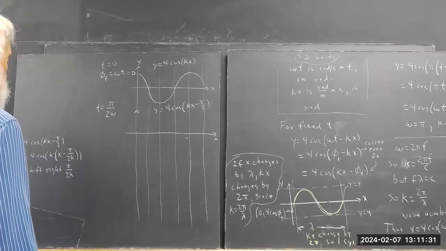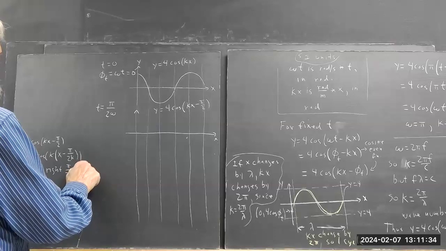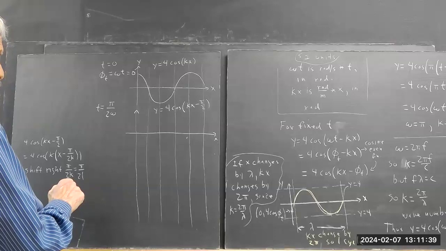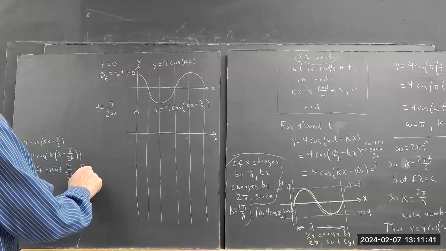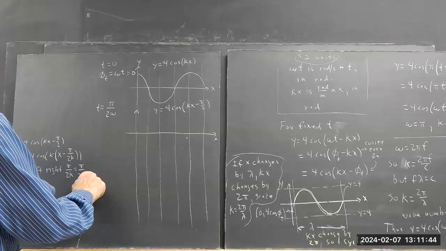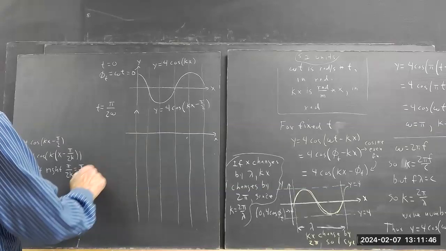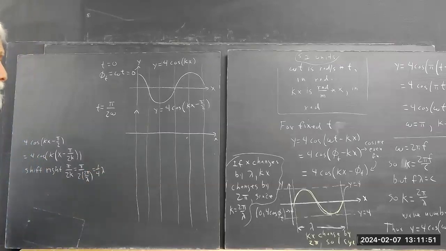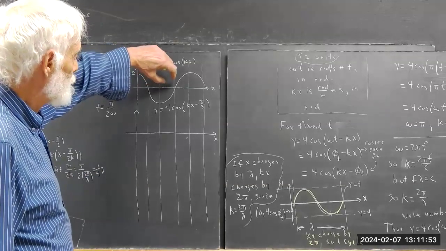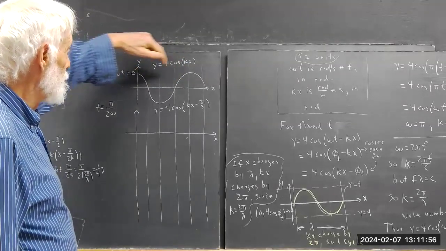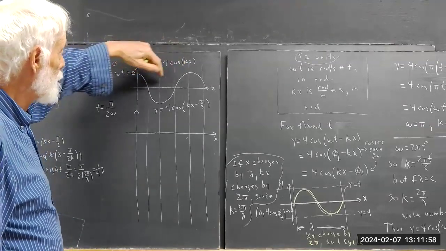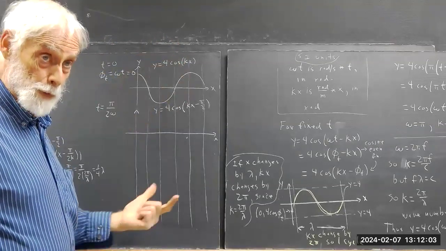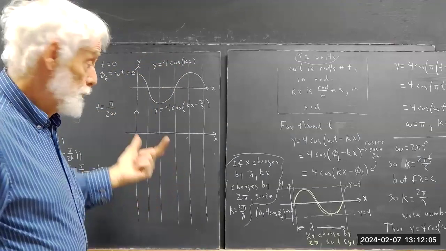It's pi over 2k, which is pi over 2 times lambda over 2 pi, which is going to be 1/4 wavelength. So these lines mark quarter wavelengths. From here to here, peak to peak is a wavelength. I divided the wavelength into 4. Here, here, here. Make sense?